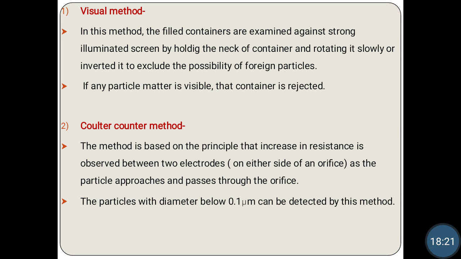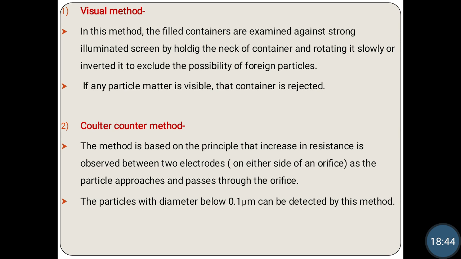So according to this method the filled containers are examined against the strong illuminated screen by holding the neck and rotating it slowly or inverting it to exclude the possibility of foreign particles. And if any particulate matter is visible, that container is rejected.